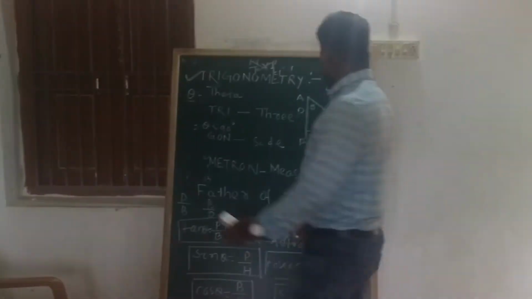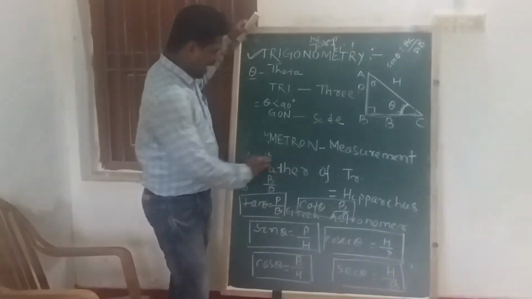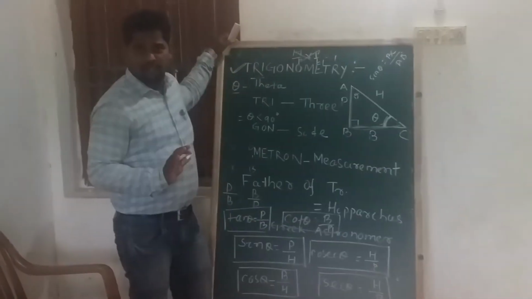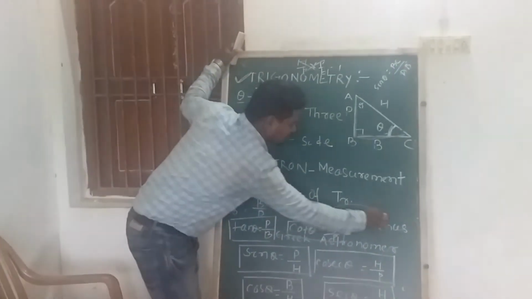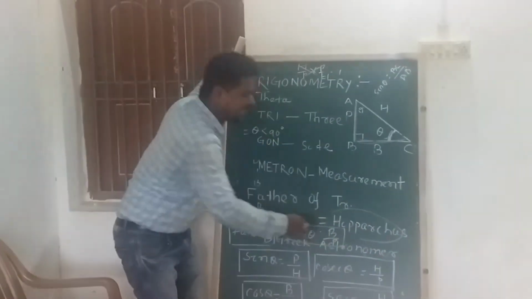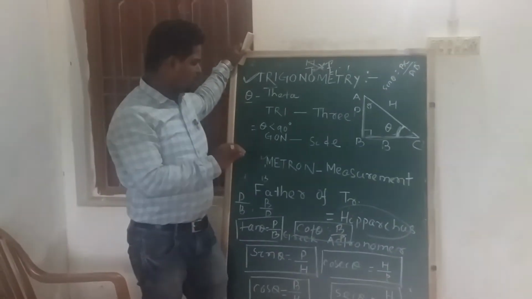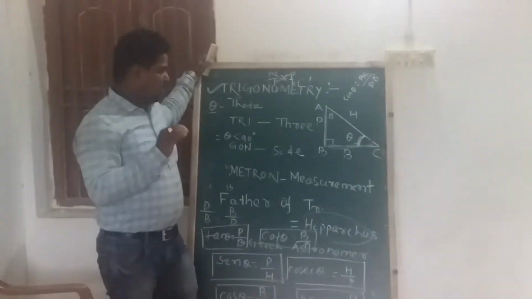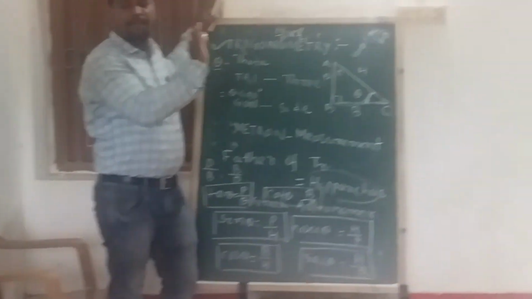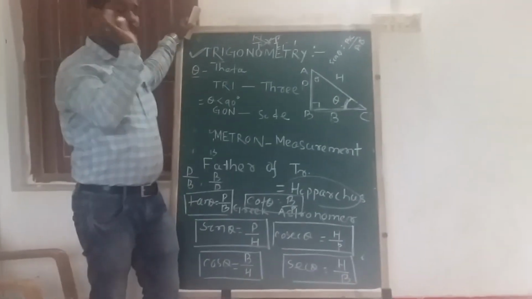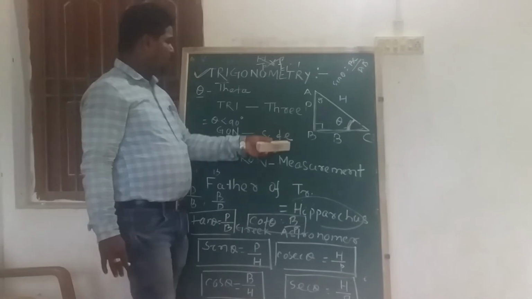What are they? One more thing, the father of trigonometry. Father of trigonometry is Hipparchus. He was a Greek astronomer. Greek astronomer Hipparchus was called the father of trigonometry. Now, let us move forward.